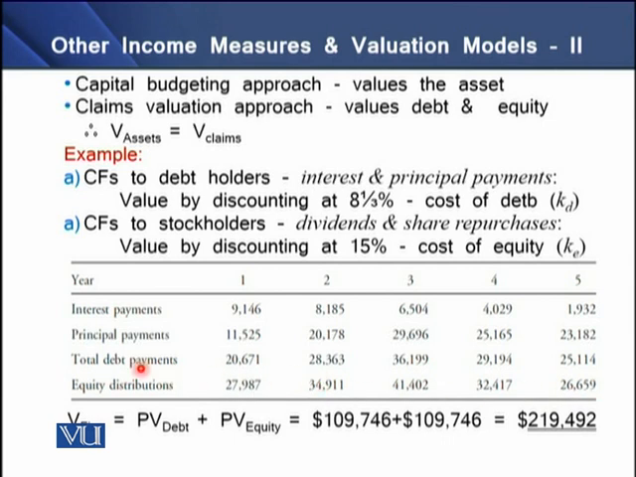When we determine the present values of these two cash flow streams using their respective costs of capital as the discounting factor, an interesting thing we see is that both of the elements have similar present value, and the total of these two present values is 219,492. So we can again see that the claim valuation approach results in the same present value of the firm that we had seen in the economic profit valuation approach, in the residual income approach, and earlier in the basic capital budgeting approach.